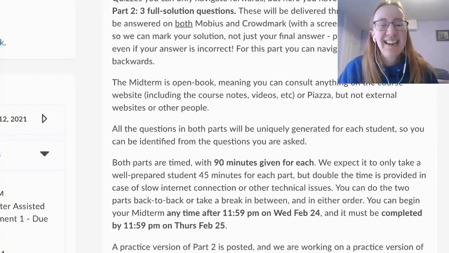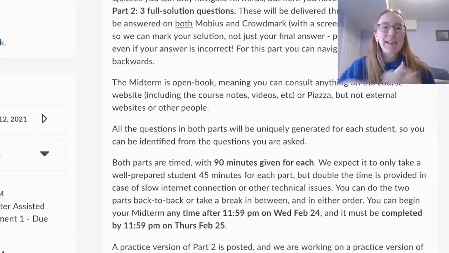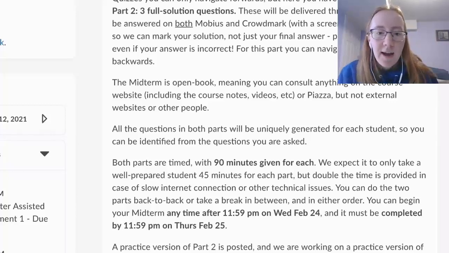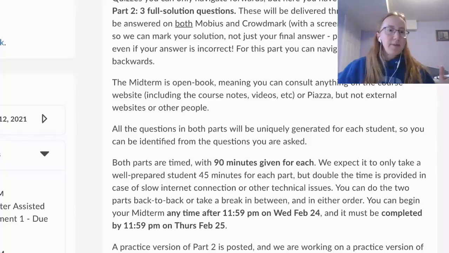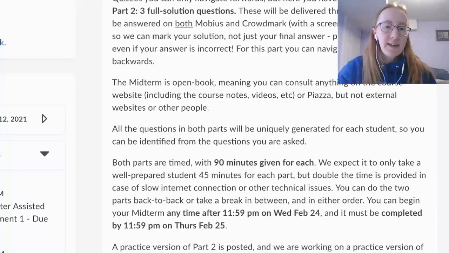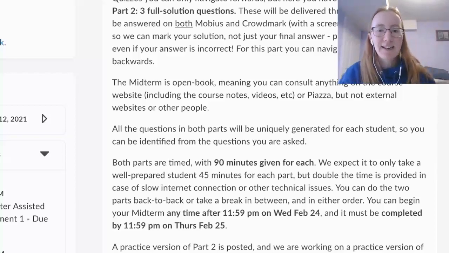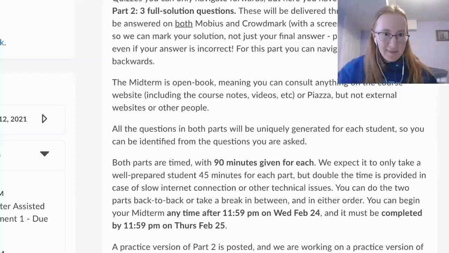Please don't do that. But yeah, we want to give you the flexibility to do it all at once or in breaks, and you can do them in either order, whichever you prefer. The whole thing will be available the entire day on Thursday, February 25th. It'll open at 11:59 p.m. the night before, and then it'll be available until 11:59 Thursday evening, all times Eastern Standard Time.